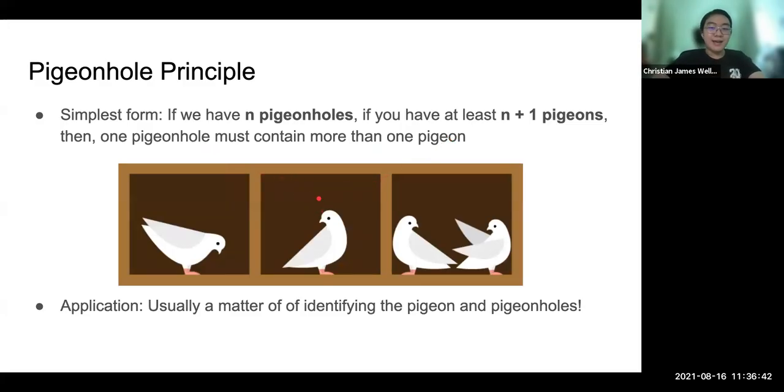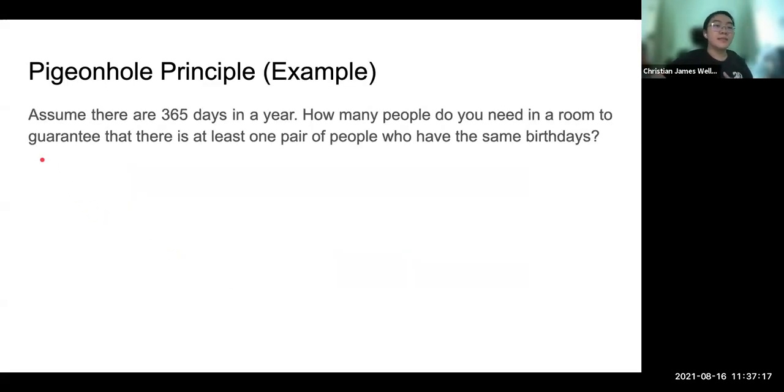This is really the image. Let's say I have 3 pigeonholes and 4 pigeons flying in. Then it has to be the case that at least one pigeon must go into a hole that's been occupied. We don't know which one; it doesn't say anything about which one, but we know that one of them must contain more than one pigeon. The application of this is trying to identify which one is the pigeon and which is the pigeonhole. When you're faced with a question, identify the pigeon, identify the pigeonhole, then you're done. You're Gucci.